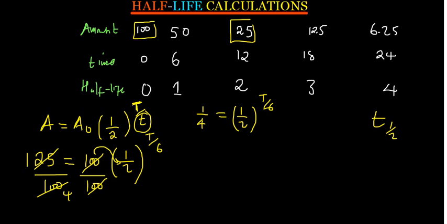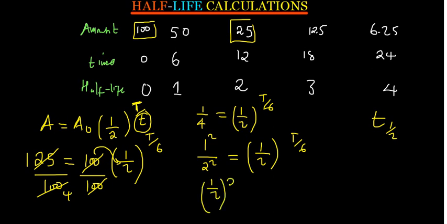Now you know 4 is the same as 2 squared, so this is going to be 1 over 2 squared, and 1 is the same as 1 squared, or 1 to the 1 is the same as 1 to the power anything. So from here I'm going to write this as 1 over 2 in brackets, because they both have a power 2. I'll put power 2 there, and that is going to be equal to 1 over 2. Then we're going to say t over 6.